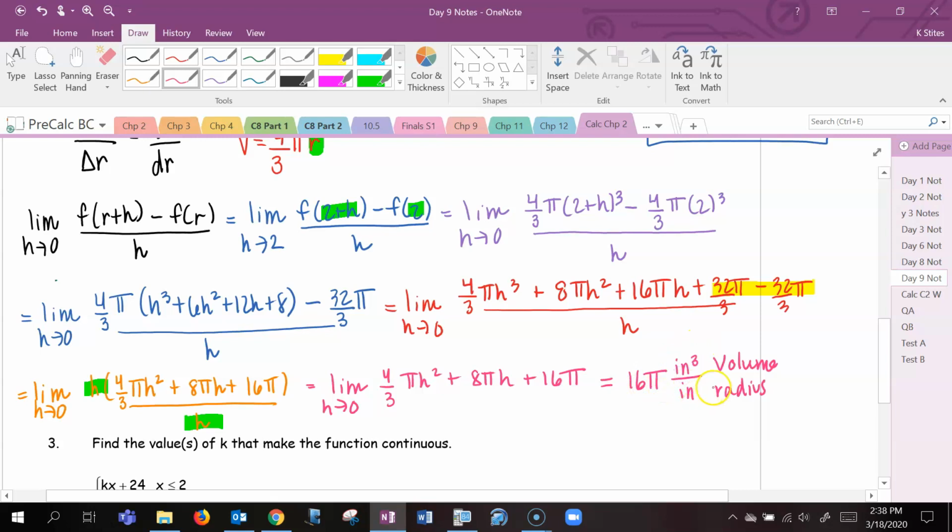So you would want to write it like this. You don't want to simplify that because it doesn't mean the same thing then. Inches squared would be like an area unit, and we're dealing with the change in volume over the change in radius. So this is how you would write it.